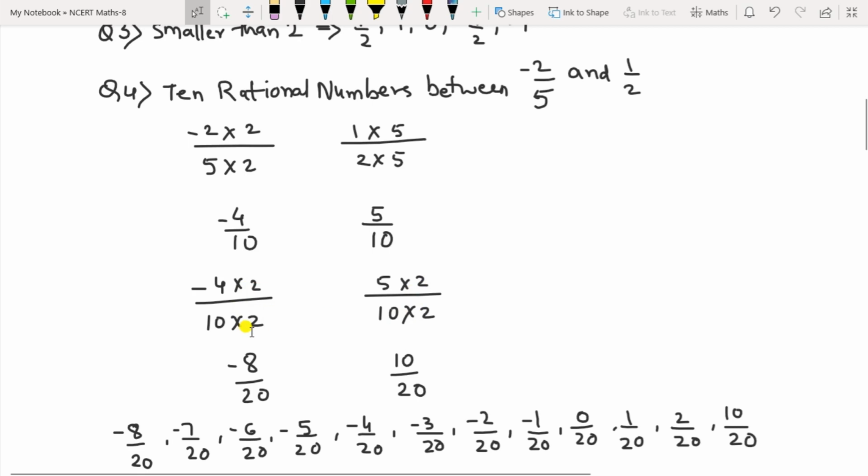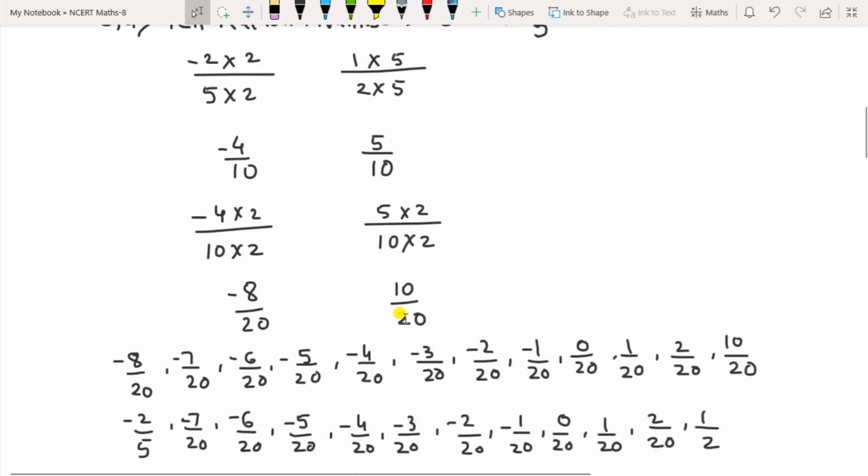So here I have multiplied by 2. You get 20 as the denominator on both sides. So it is minus 8 as the numerator on the left hand side and 10 as the numerator on the right hand side. Between minus 8 and 10 you can get a lot of numbers. These are the numbers that come between minus 8 upon 20 and 10 upon 20. Any number you can write by your choice. And at the last, you have to write the given number for minus 8 upon 20, which was minus 2 by 5, and for 10 upon 20 the given number was 1 upon 2, and the rest of the numbers as they are in between them.